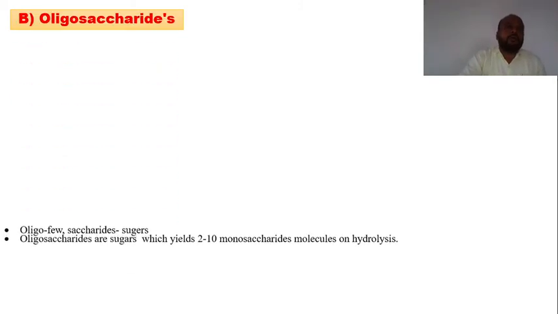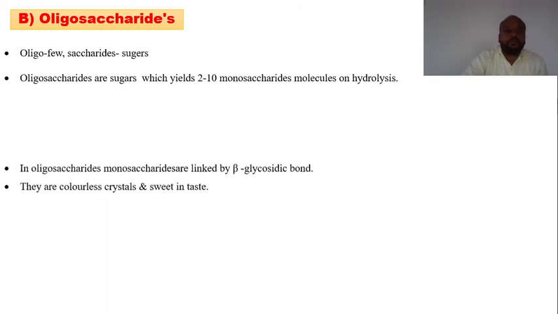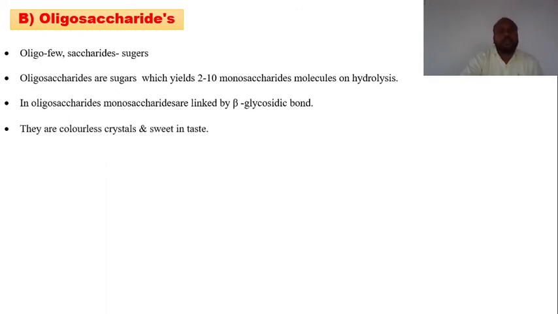The second one is oligosaccharide. We already know oligo means few, and saccharide means sugar. So there are a few sugars. That means when 2 to 10 monosaccharide molecules are combined, they are called an oligosaccharide, and oligosaccharides can be hydrolyzed. In oligosaccharides, all the monosaccharides are linked by glycosidic bonds.